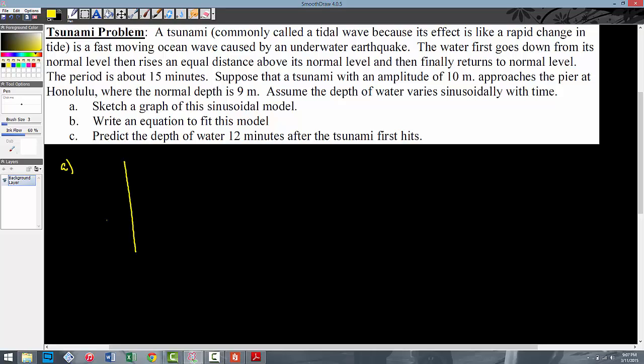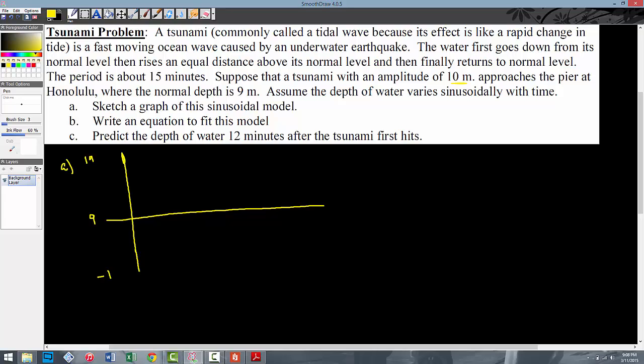So, we're in Honolulu. The normal depth is 9. Now, you have to watch the behavior of the tsunami. It says, first, the water goes down from its normal level, then rises an equal distance above its normal level. And it tells you that the amplitude is 10 meters. But, given the fact this is the last problem, it's surprisingly the easiest one. Since the amplitude is 10 and your normal level is 9, I hope it makes sense that your maximum height will be at 19. And then your minimum height will be at -1.